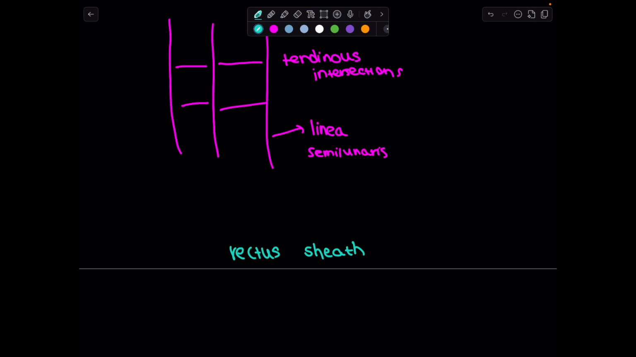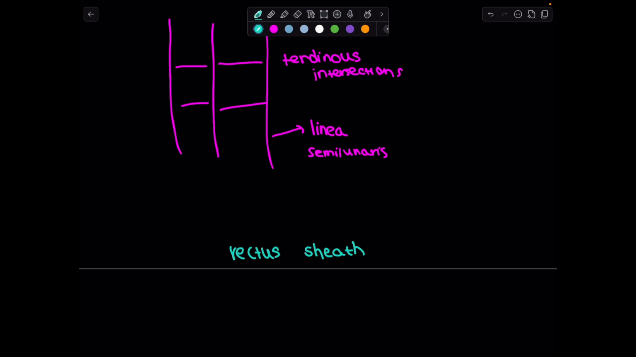Rectus abdominis, origin, pubic symphysis, pubic crest. Insertion, xiphoid process, costal cartilages 5-7. Why? Runs vertically along the midline, so when it contracts, the pubic origin is more fixed, pelvis is stable, and the insertion pulls the chest down, flexing the spine, like in crunches.